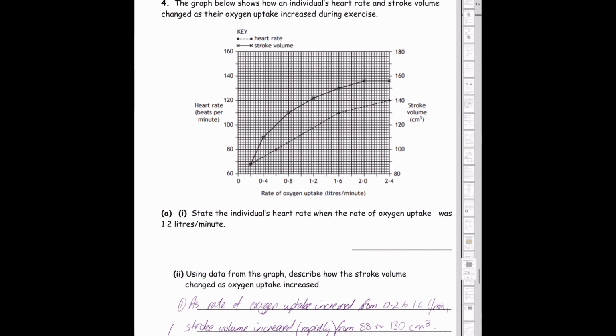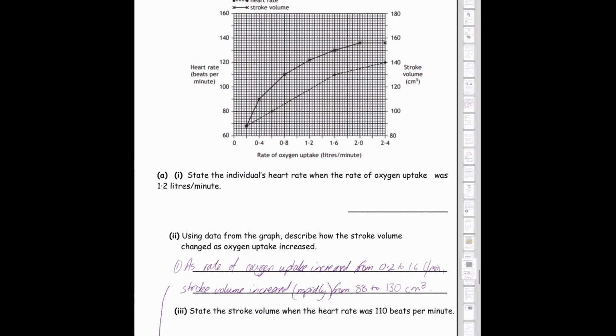Right, number 4. The graph shows how an individual's heart rate and stroke volume changed as their oxygen uptake increased during exercise. Again, we need to be careful because it's one of these graphs that has 2 different y-axis scales and labels. It's also got 2 lines with a key. We have to state the individual's heart rate when the rate of oxygen uptake was 1.2 litres per minute. So, looking at the graph again, I'm just going to highlight up that line there. And we have to look at the heart rate.